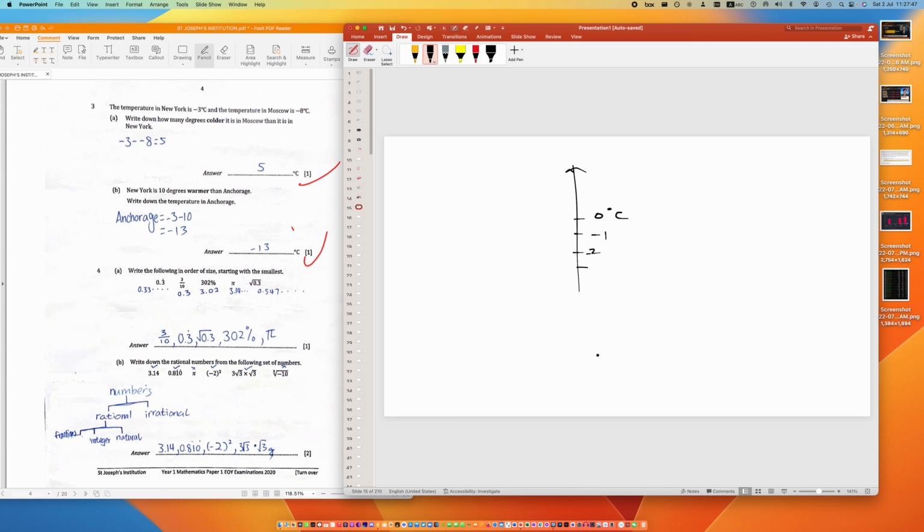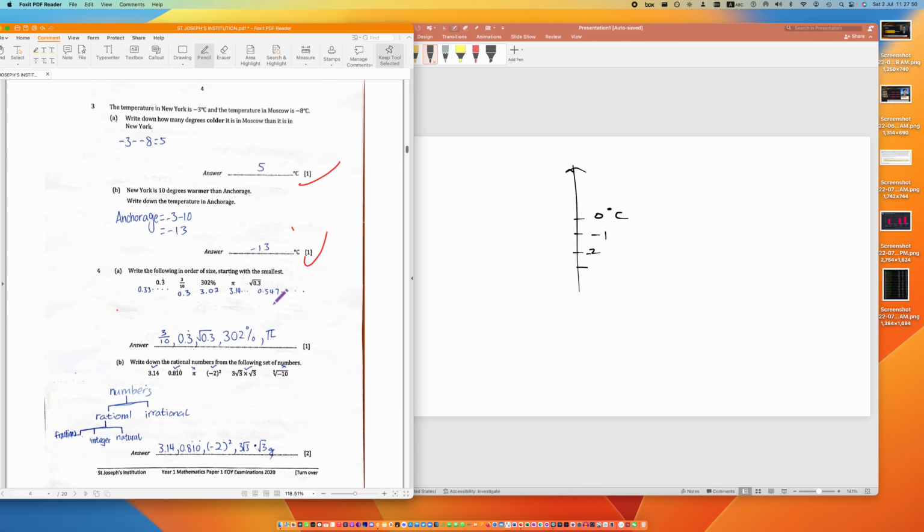Okay, next. Write down the following starting with the smallest. So you get it into the decimal number first, then you write the original format. So this one looks good to me. Then write down the rational number. Okay, this is good.